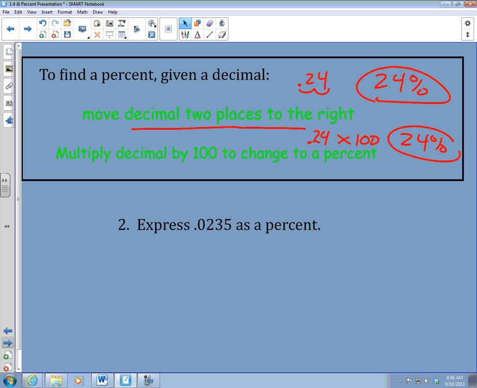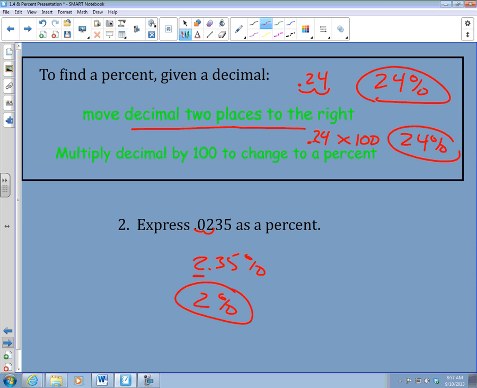Express 0.0235 as a percent. Well, multiply it by 100. You're going to get 2.35%. Or move your decimal over twice like I just did right there. Now, usually we round our decimals. If I was going to round this to the nearest percent, that's to the left of the decimal. This would just be 2%.